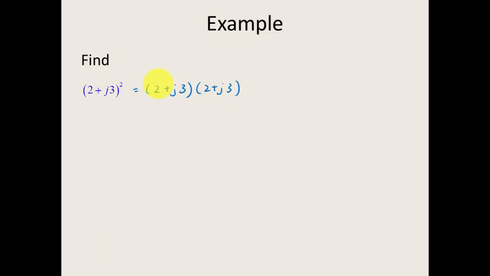So I'm going to apply distributive law of multiplication. I'm going to start by taking the 2, multiplying it to 2 here. So 2 times 2 will give me 4. Then take the 2 again, but multiply it to the next term. 2 times j3 will give me plus j6. That's because the 2 multiplied to the 3 will give me 6, and the j remains. Next, I'm going to distribute j3 by multiplying it to this term. So j3 times 2 will give me plus j6, because again 3 times 2 gives me 6 and the j remains.